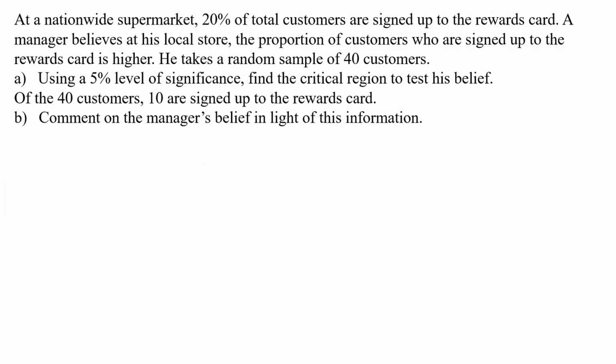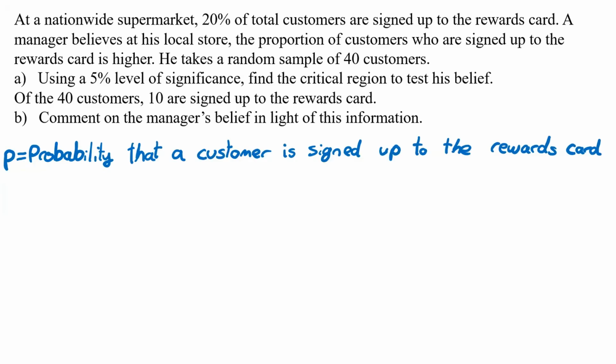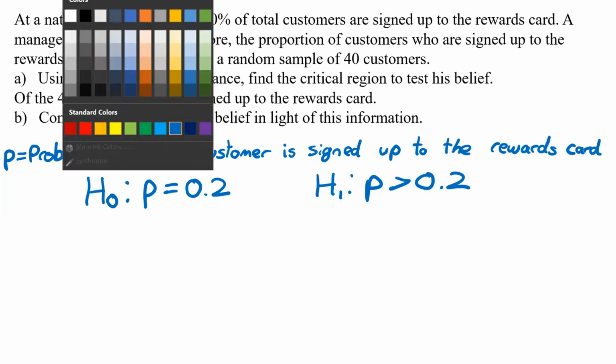Okay, so remember the steps for setting up a hypothesis test. So the first step is we need to define the null and alternative hypotheses. So in this case, we're going to say P is the probability that a customer is signed up to the rewards card. So the null hypothesis, this is what we're assuming to be true, and we're going to assume that 20% of total customers are signed up to the rewards card. So P is equal to 20% or 0.2, and then the alternative hypothesis is, so the manager believes that the proportion of customers who are signed up to the rewards card is higher at his store. So the alternative hypothesis is that P is greater than 0.2. Okay, so these are the two hypotheses.